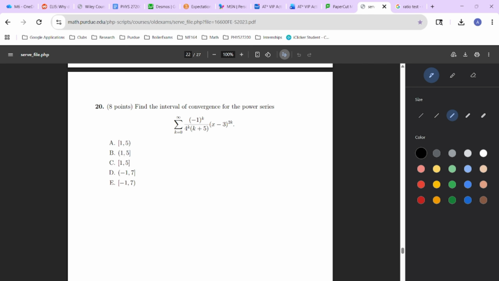Hello everybody, thanks for joining me today as I cover question 20. Find the interval of convergence for the power series shown below.